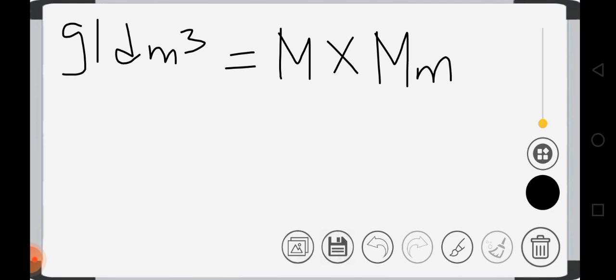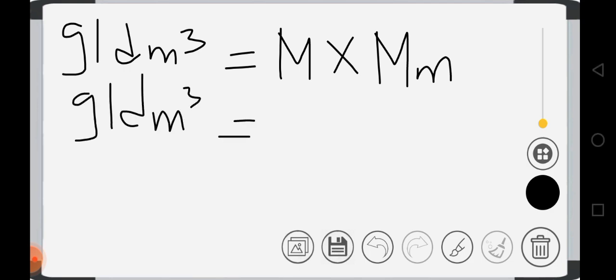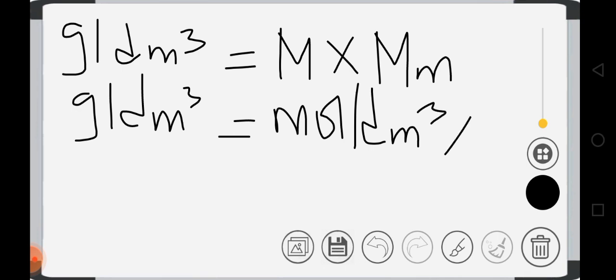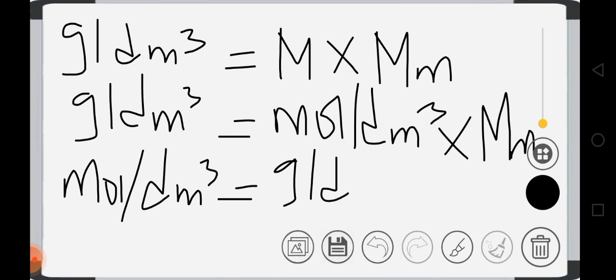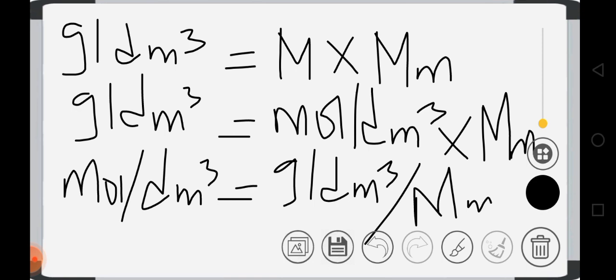Take note of that. Grams per dm cube is also the same thing as mole per dm cube times molar mass. Also take note of that. Then mole per dm cube now. If I want to make mole per dm cube the subject of the formula, we have mole per dm cube equal to grams per dm cube divided by molar mass. That is it.